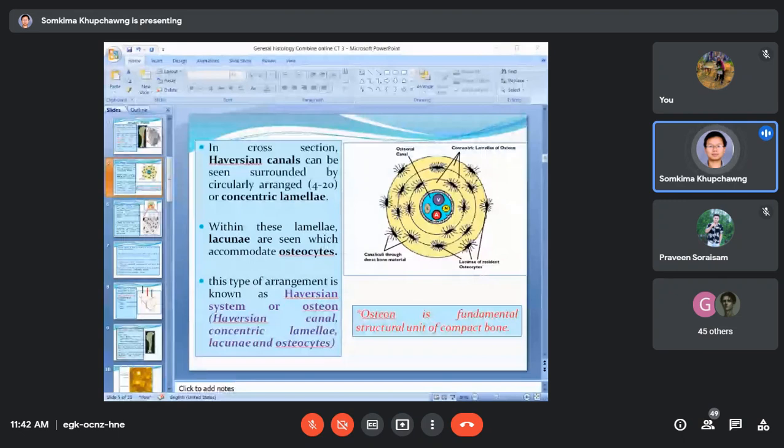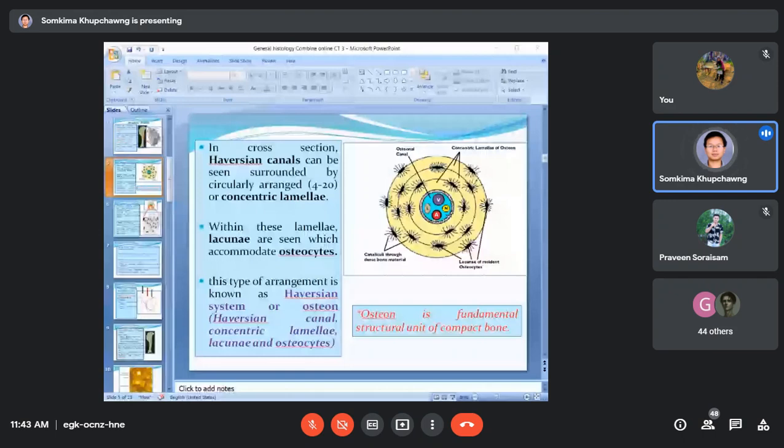So far we have discussed up to the Haversian system or the osteon. What is the meaning of Haversian system or osteon? It is the fundamental structural unit of the compact bone. It consists of the Haversian canal, then concentric lamellae, and then lacunae, and inside lacunae, osteocytes. That is the arrangement known as the Haversian system or the osteon.